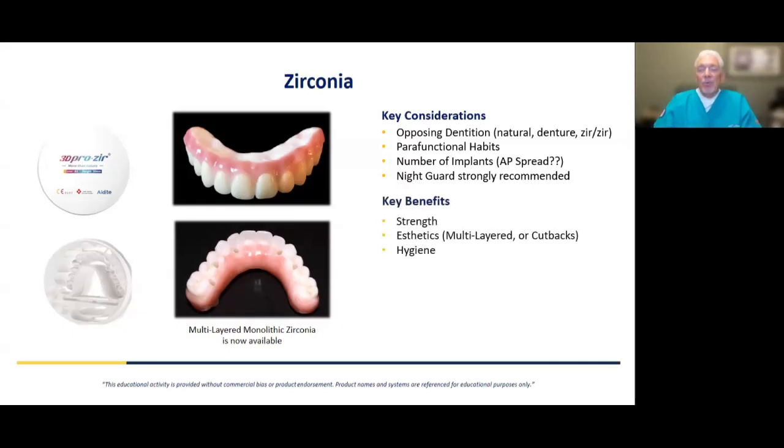I think the benefit here is really aesthetics. And wow, today we've got some beautiful monolithic zirconia, meaning it's not layered, it's all one piece. We're not doing cutbacks and then putting feldspathic porcelain on for more translucency. We have these multi-layered pucks now. We're probably in our seventh or eighth generation of zirconia pucks for these full arch cases, and they really look beautiful.